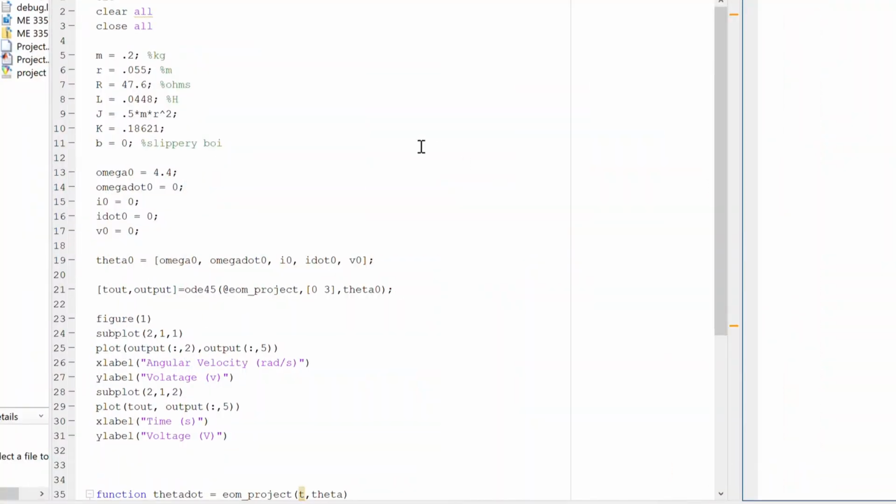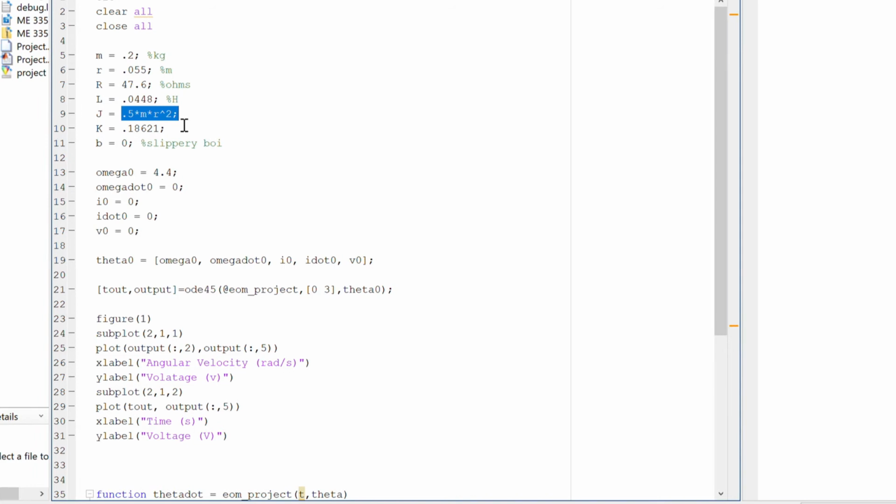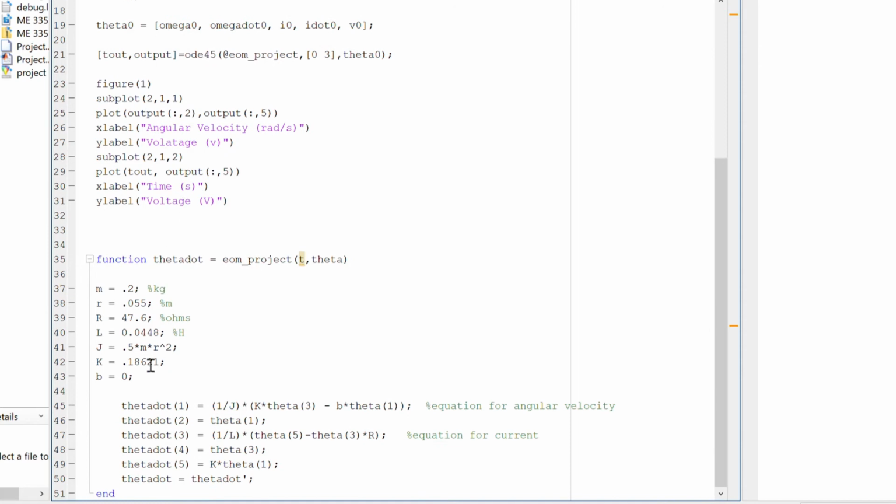Now here are all the values that I've measured. I am going to have to approximate the moment of inertia. I'm approximating it as a solid disk, and the radius is going to be smaller than the actual turbine is. And then I have the mass of all the 3D printed parts here. And I have the resistance, the inductance, and my K value that I calculated earlier, and I'm going to assume no friction so we can see the ideal. Here's my initial angular velocity here, 4.4 radians per second. And down here are all the equations.